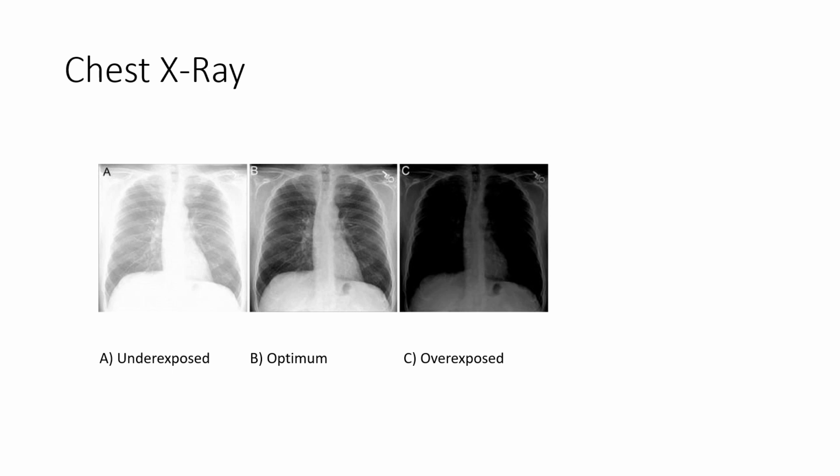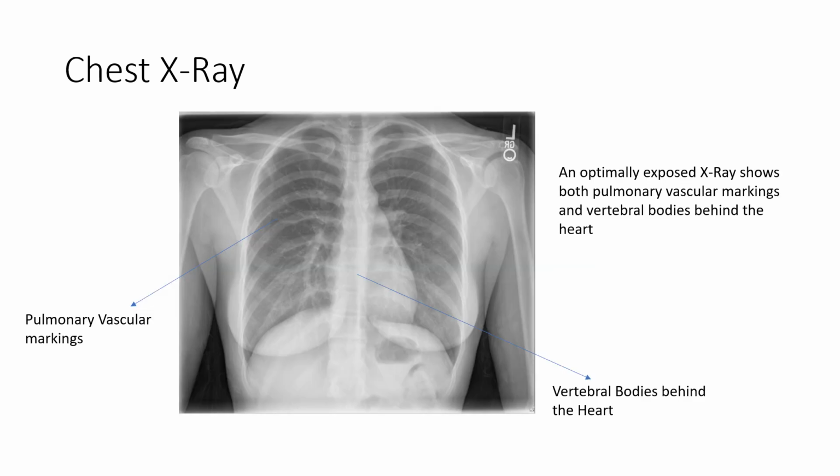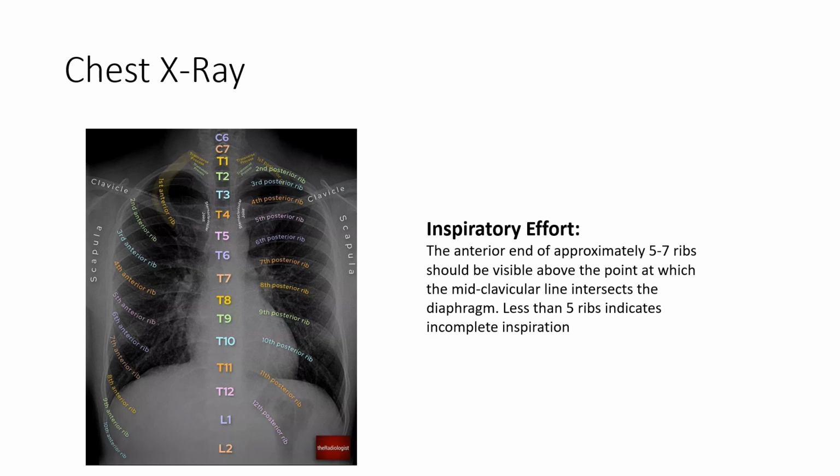An X-ray film shouldn't be underexposed or overexposed. An optimally exposed X-ray shows both pulmonary vascular markings and vertebral bodies behind the heart. A fully inspired lung shows better visualization of structures, so during an X-ray, whether patient inspired completely matters.